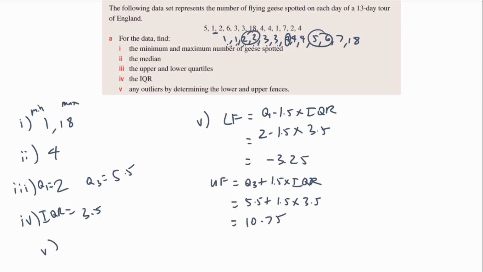So straight away, I know there are no outliers that are smaller than the lower fence because there's no negative values there. However, there is an outlier that is past the upper fence, so bigger than that. There's a value of 18. So I can say one outlier is 18. So once you've got the upper and lower fence, just check if there's any values bigger than the upper fence or if there's any values smaller than the lower fence.